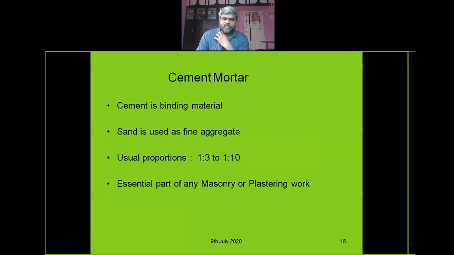Next is the very popularly used cement mortar. Cement is the binding material here. Sand is used as a fine aggregate. Usual proportions are 1 is to 2 to 1 is to 10. So one is cement and the three parts here are sand. So cement mortar is an essential part of many masonry and plastering works.